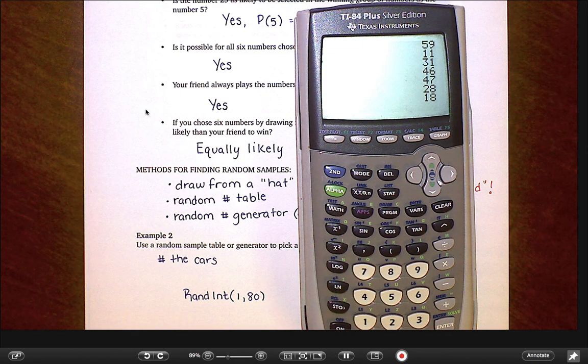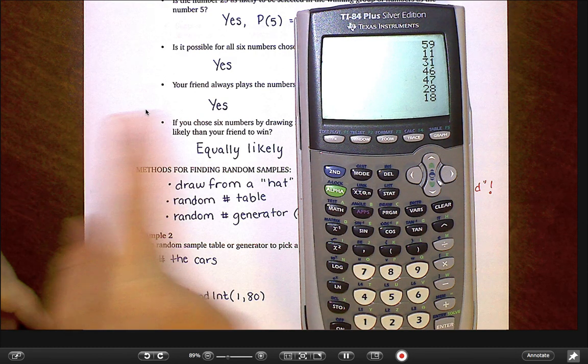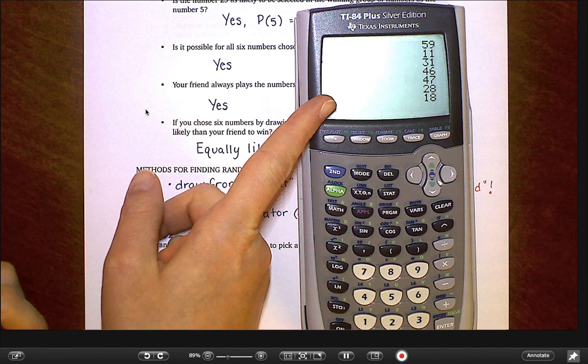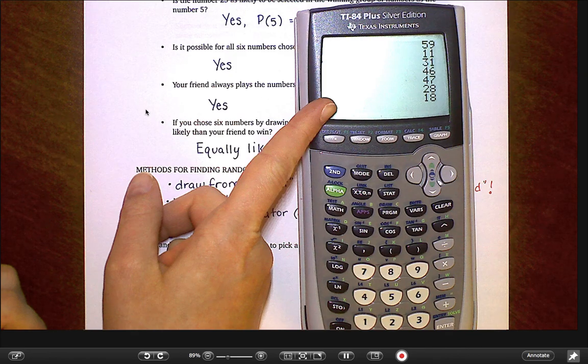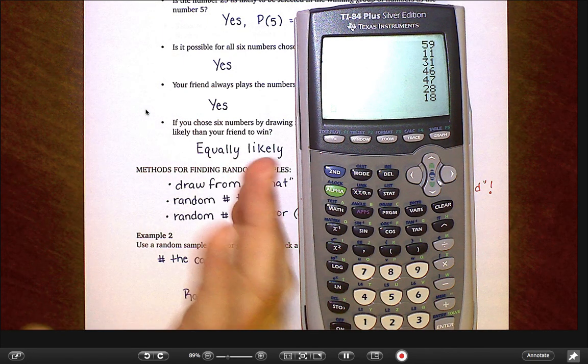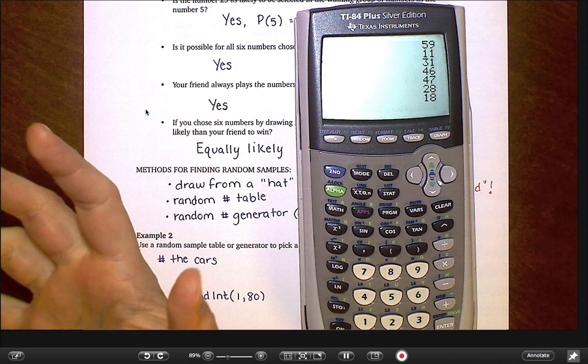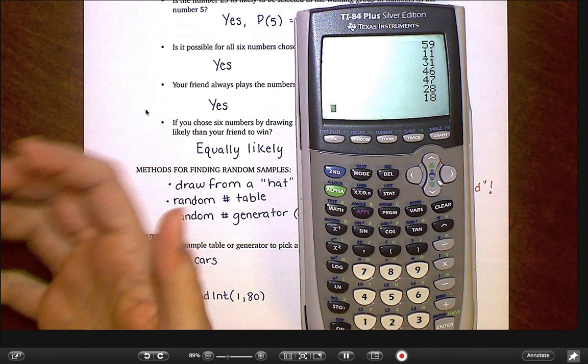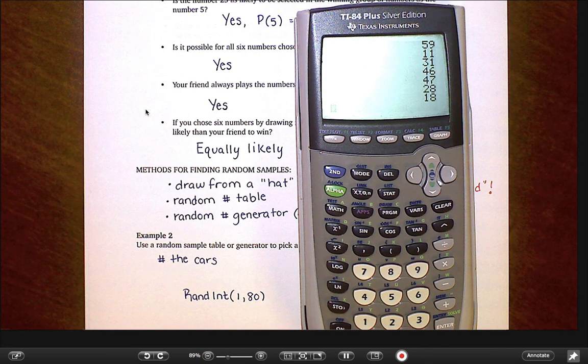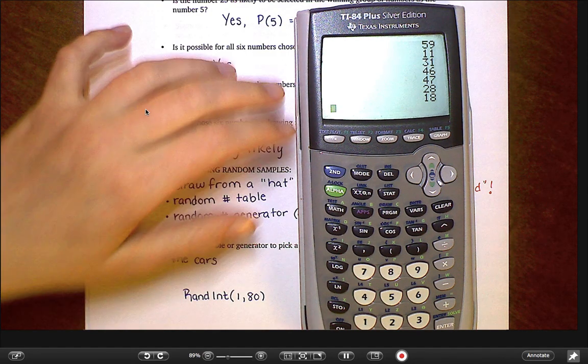Okay? And those are your 10 cars that you're going to choose to put up front in the display. And if you're doing it on your calculator, it's quite likely that you don't get the same list of numbers I do. All of us are going to have different sets of numbers because it's supposed to be random, right? That's the whole idea here. So you may have a totally different list than I do, or someone else that does the same assignment.